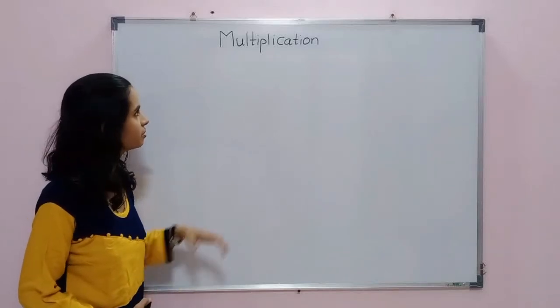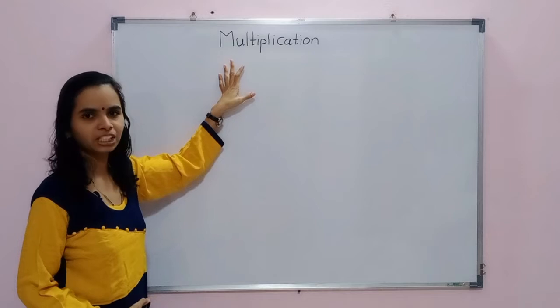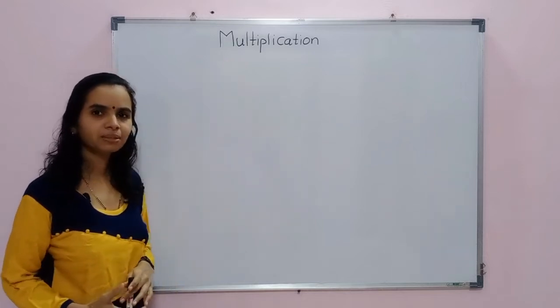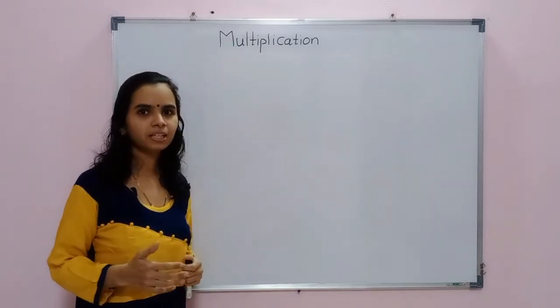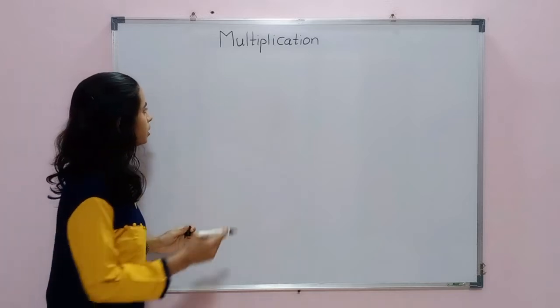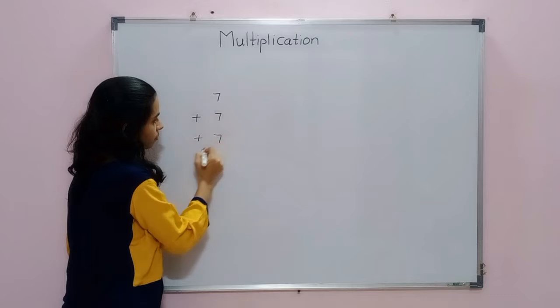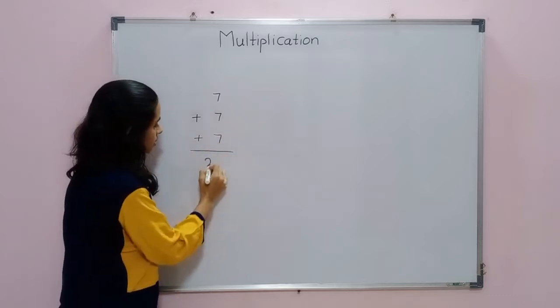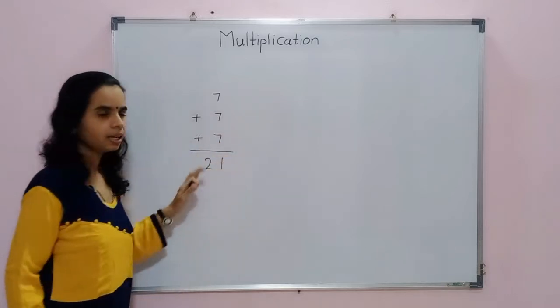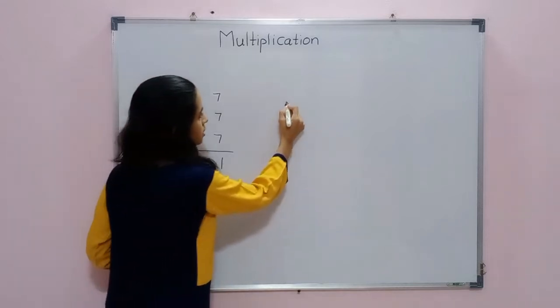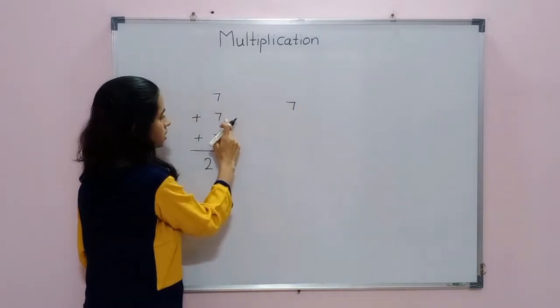In this session, we will learn multiplication. We know multiplication is nothing but repeated addition. If we add 7 plus 7 plus 7, we will get our answer 21. And in multiplication, this 7 is 3 times here.